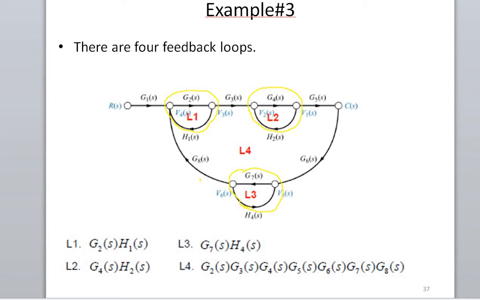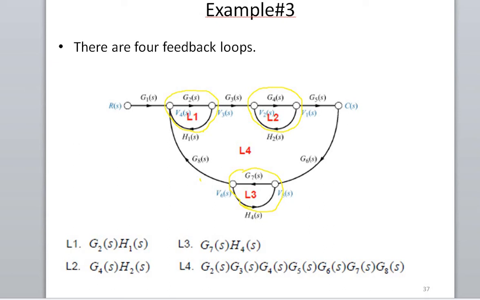Now, if you have the forward path and the loops, we can write the equation. What is our equation for Mason's gain rule or Mason's gain formula? C by R, or transfer function C of S by R of S, is equal to sigma i equals 1 to n, P i delta i, divided by delta. What is n? n is the number of forward paths.